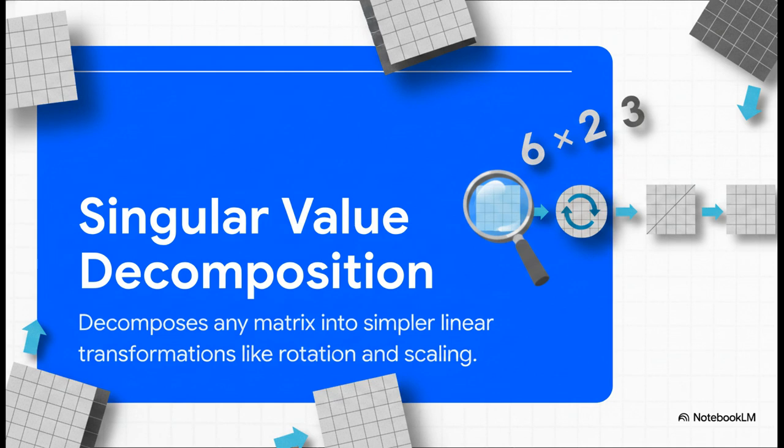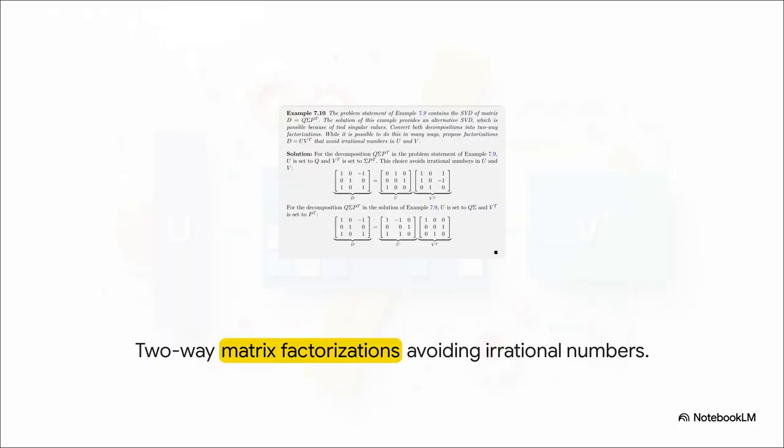By factoring the matrix into these simpler components, we're essentially rewriting a complex linear transformation as a sequence of highly predictable, easy-to-compute steps. It's pretty brilliant. Check out the visual breakdown here. We start with our main matrix, D, and we factor it down into a U matrix, a sigma scaling matrix, and a V transpose matrix.